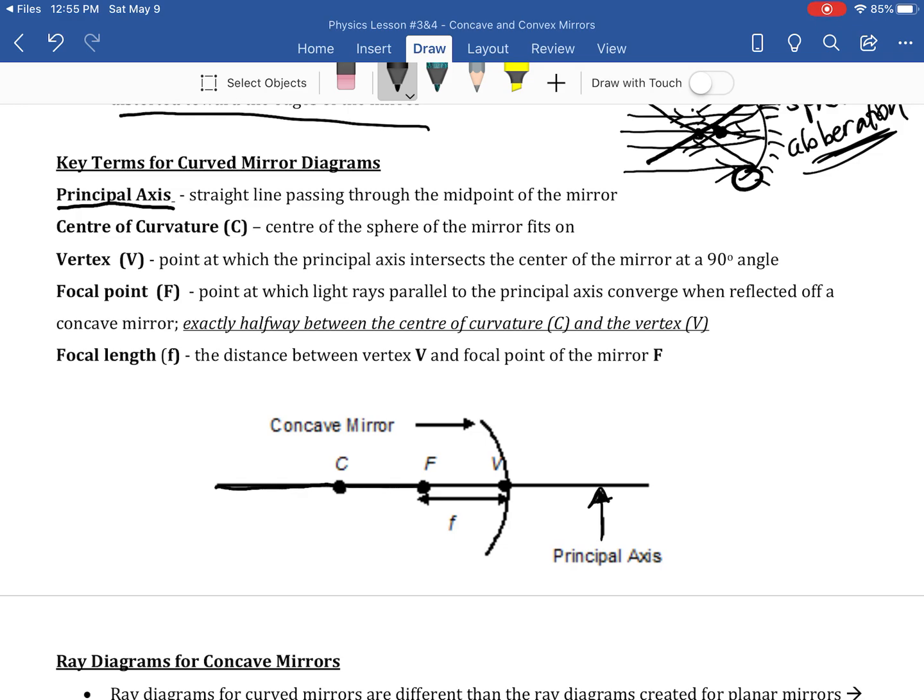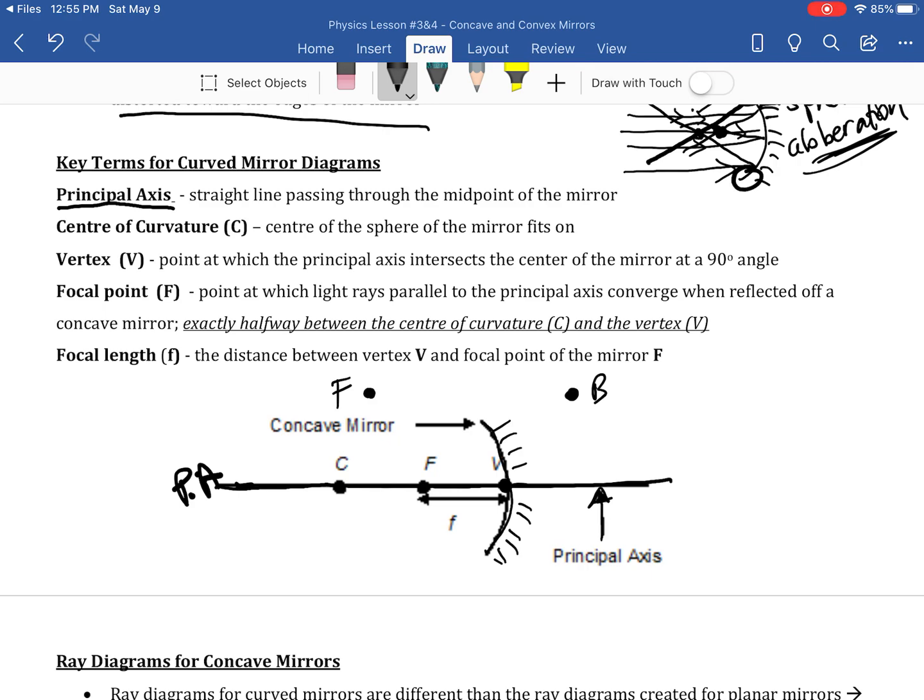It's a straight line going right through the middle point of the converging mirror. So here's the back of the mirror, all right? This is the front of the mirror. This is behind the mirror. So this is behind, this is in front, okay? So this right here is known as the principal axis. This line here intersects right in the middle of the curved concave mirror.